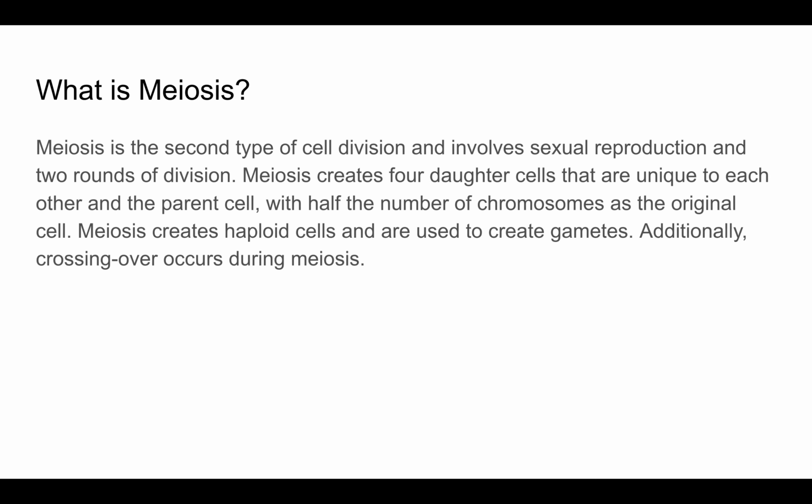And meiosis, on the other hand, is the second type of cell division. It involves sexual reproduction and two rounds of division instead of just one. Meiosis also creates four daughter cells that are unique to each other, which have half the number of chromosomes as the parents. Meiosis creates haploid cells and they are used to create gametes. Additionally, crossing over occurs during meiosis.